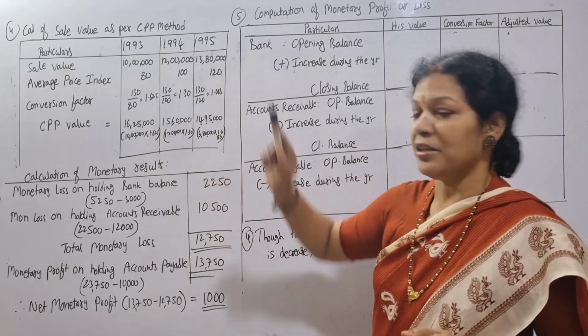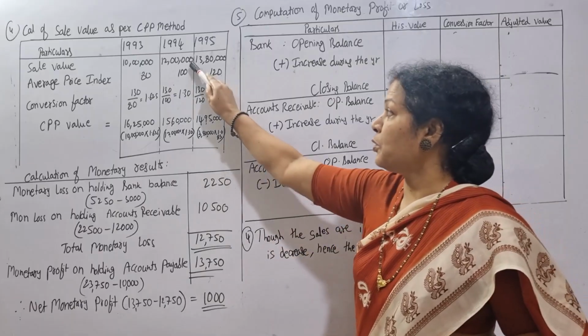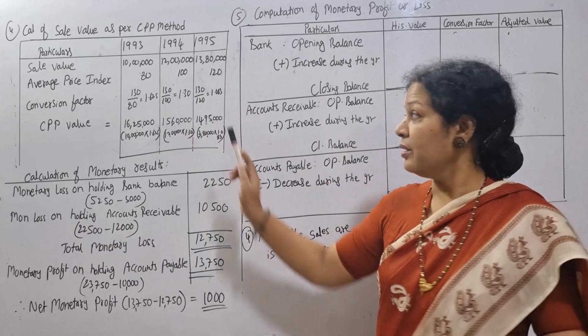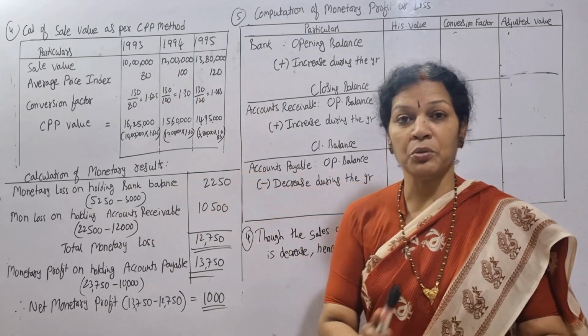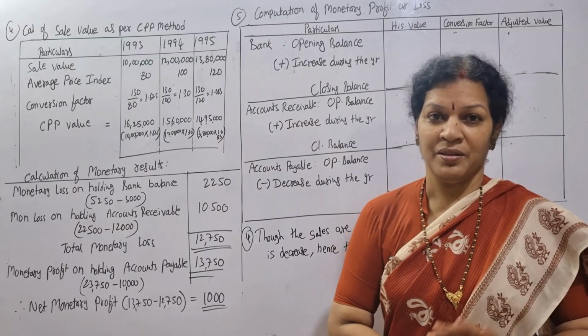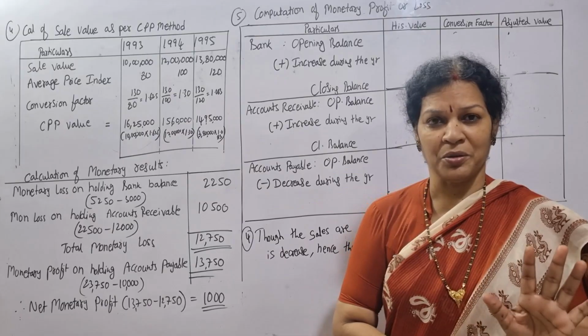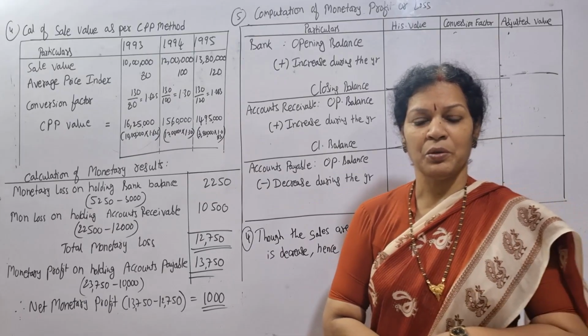For the year 1994 CPP value 12 lakh into 130 by 100. In the same fashion also you can do separately. But in this problem I have shown you through the table. Any method is correct. Am I clear?